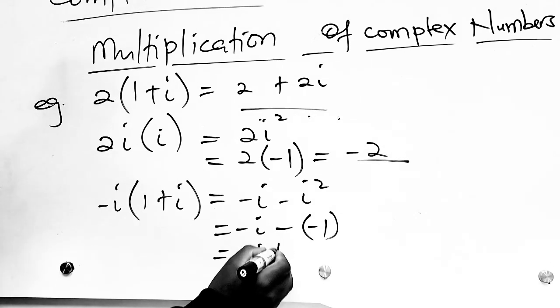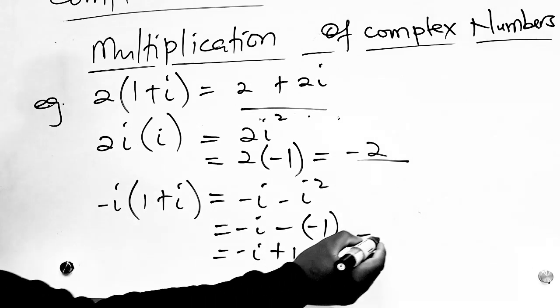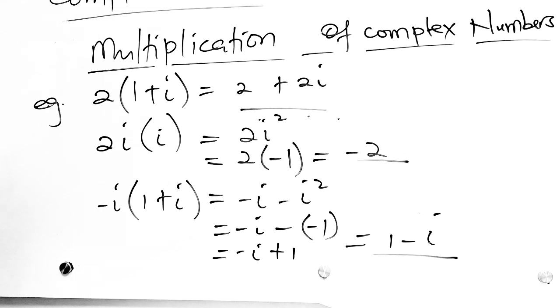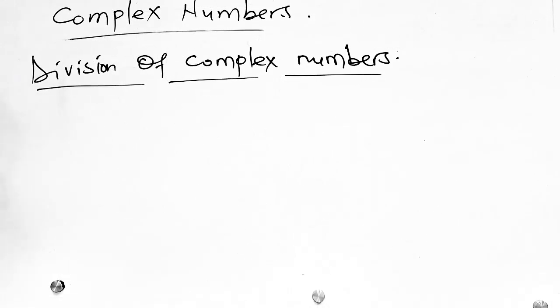So we have minus I plus 1, which is equal to the standard form of writing a complex number. You start with the real part followed by the imaginary part. So we need to write 1 minus I. That's how we write it. That's our answer.